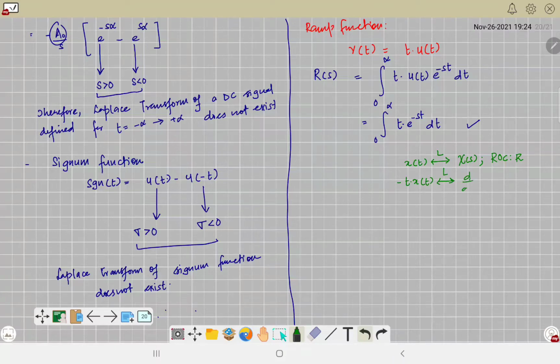It will be d by ds of X of s, that is differentiation in the s domain with the same region of convergence. You can also change the negative sign. So instead of putting the minus here, we can include it here. Right? So we'll be using this property here.